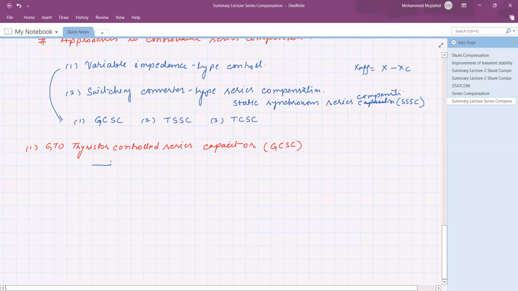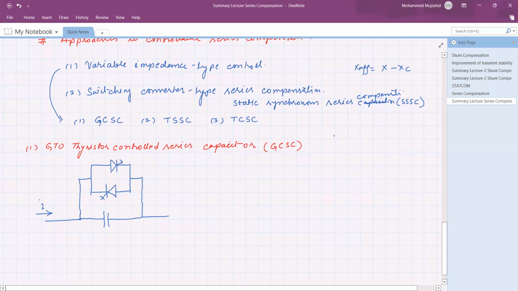So this is one GTO, and it is connected anti-parallel. GTOs are there, and they are in shunt with the capacitor, which is connected in series with the transmission line. So this is the capacitor, which is connected in series with the transmission line. This is the transmission line current.